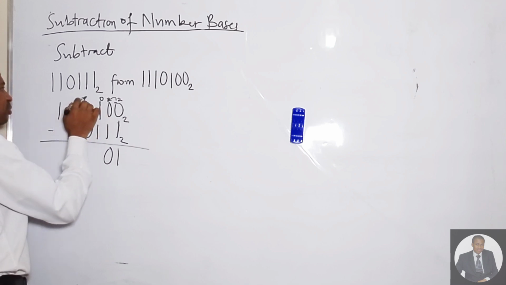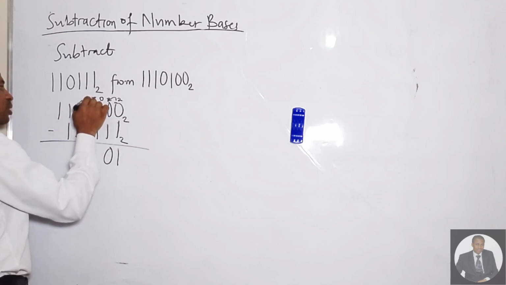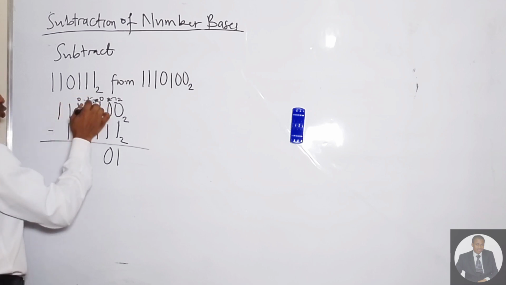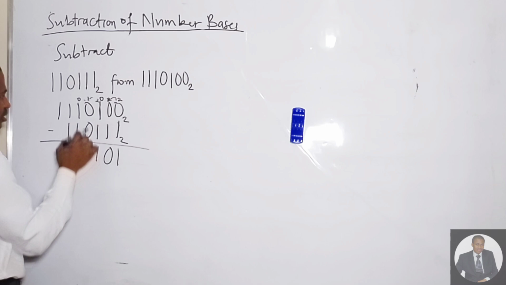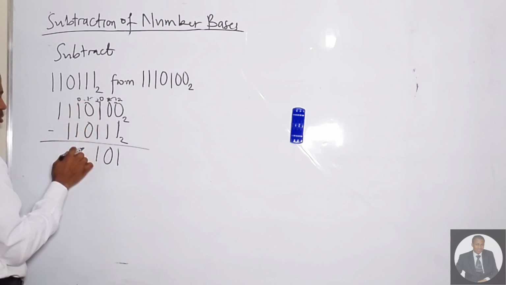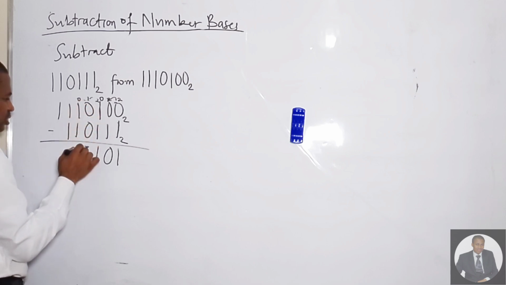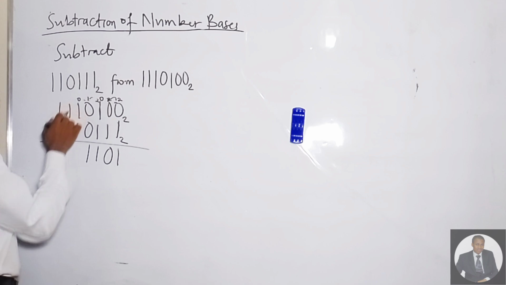So we take 1 again from here. It will become 2 here. Then we take this from here to here. This will be 2. Then this will change to 1. And this will be 0. 2 minus 1, 1. 1 minus 0, 1. This was 0.